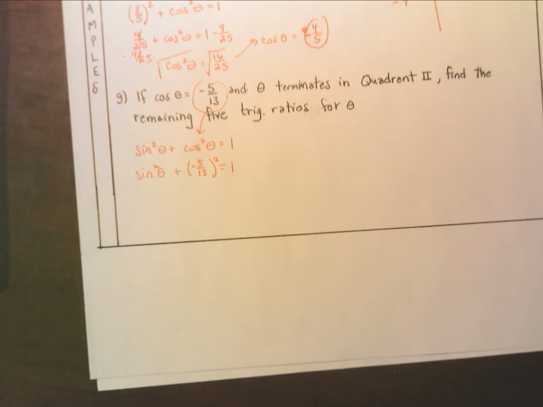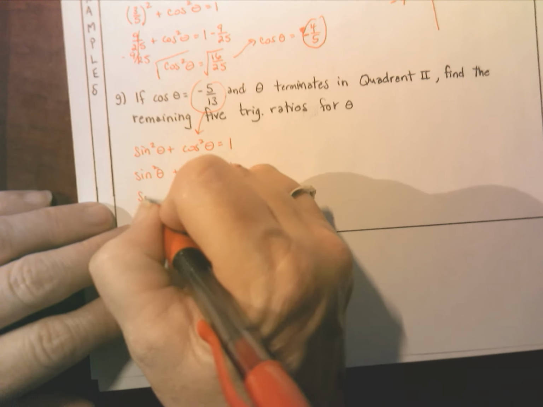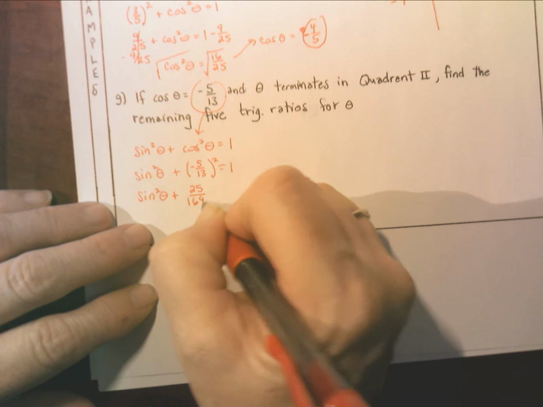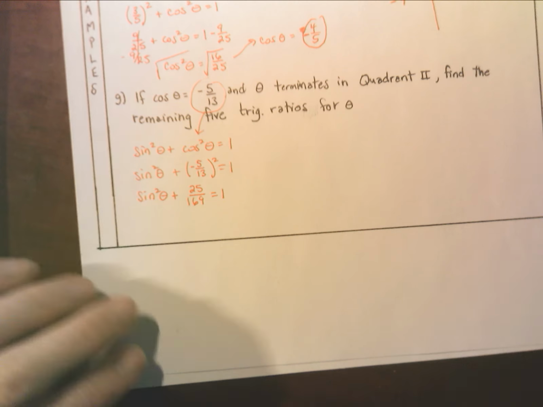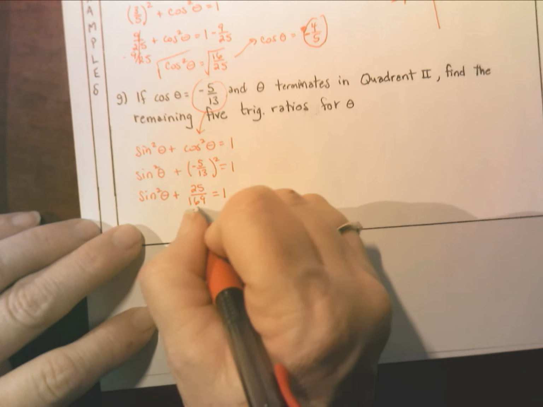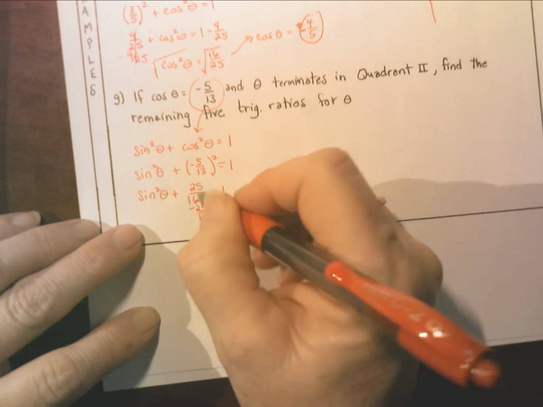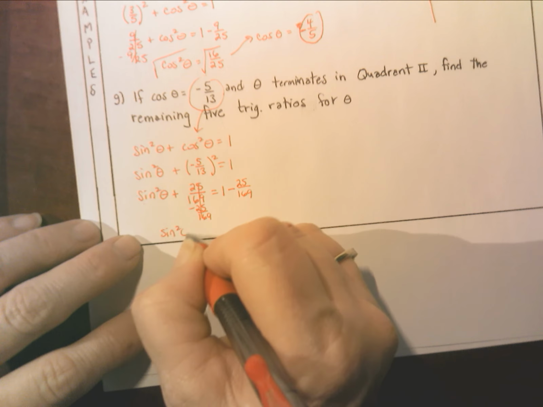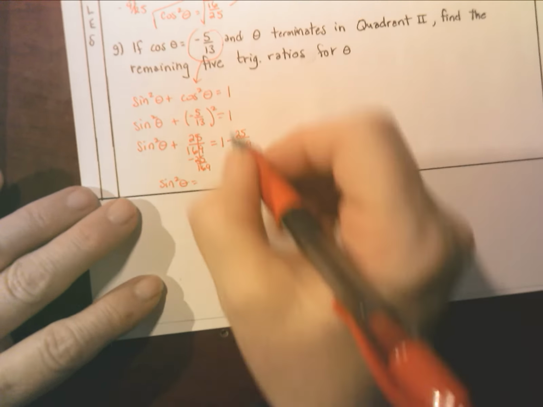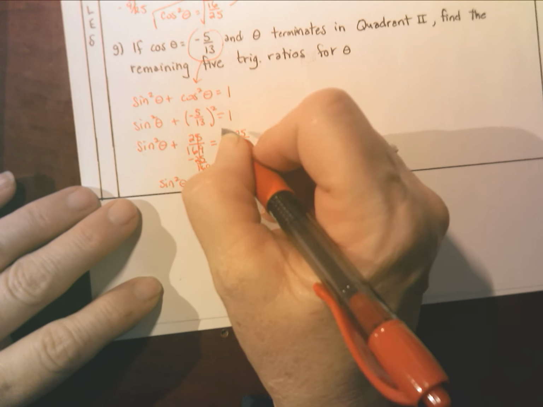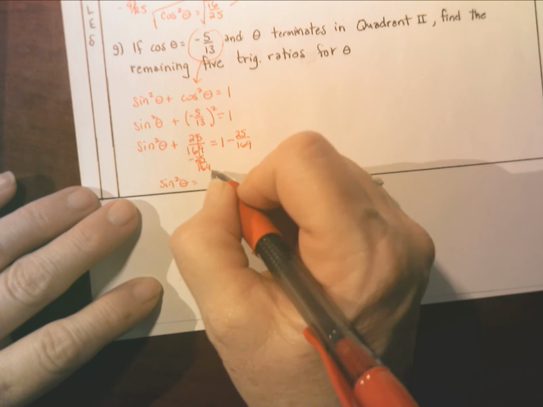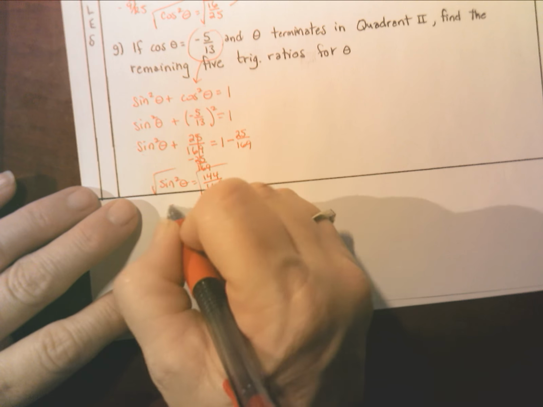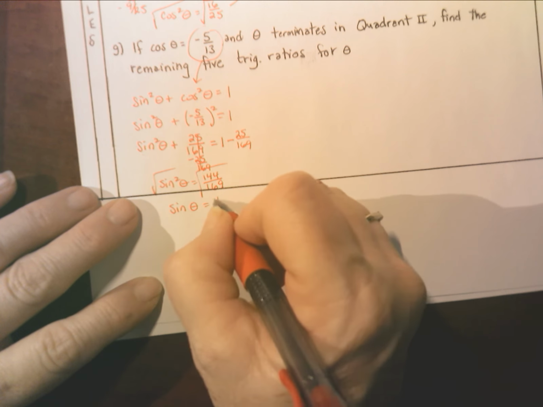All right, and then I'm just going to solve it for sine. So I'm going to square the cosine: 5 squared is 25, 13 squared is 169. Now I'm solving for sine, so I'm going to subtract 25 over 169. Let's combine these together. What is 1 minus 25 over 169? We need to think of 1 as 169 over 169, and 169 minus 25 is 144 over 169. Square root: sine theta is equal to plus or minus 12/13.